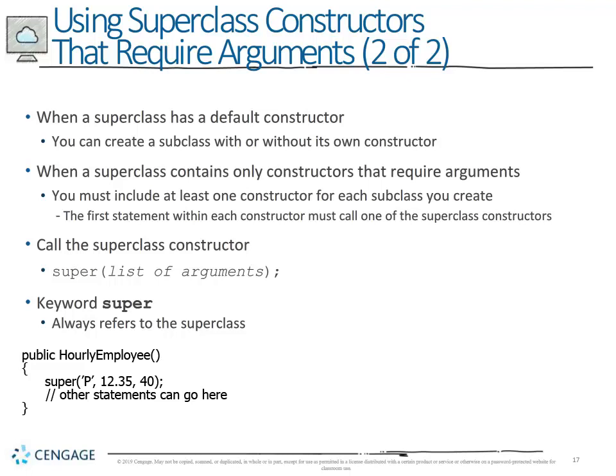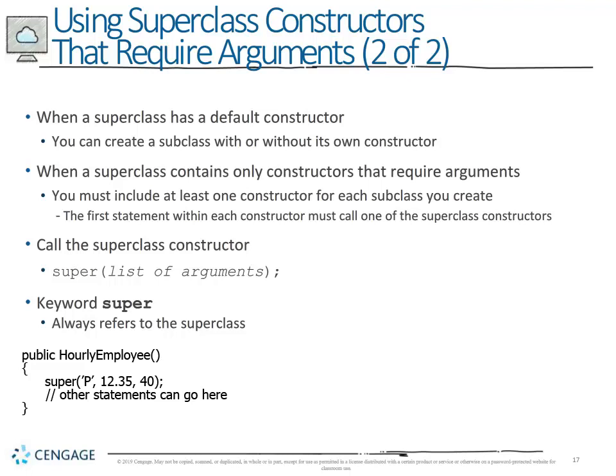If a superclass contains only constructors that require arguments, you must create a subclass constructor, but the subclass constructor doesn't necessarily have to have parameters of its own. For example, suppose you create an Employee class with a constructor that requires three arguments, a character, a double, and an integer, and you create an HourlyEmployee class that is a subclass of Employee. So the following code shows a valid constructor for HourlyEmployee.